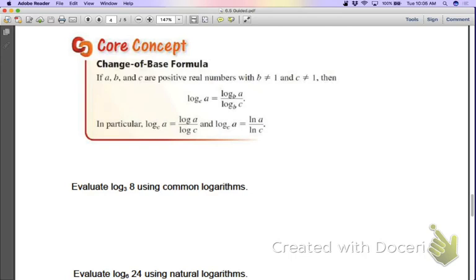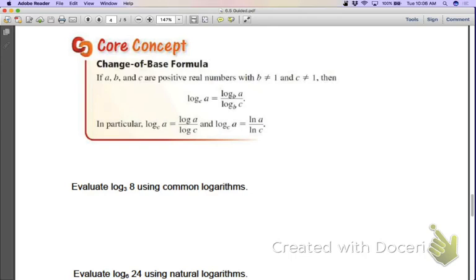Normally with change of base, it's going to be values that aren't nice and neat. Like if we had log base 3 of 27, we could rewrite 27 as 3 to the third power and go about it that way, where we have bases that are the same, where it's values that we can find in our table.